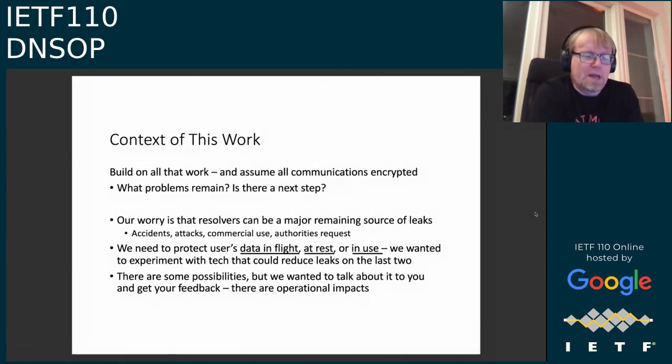And so the idea here for us has been that we should build on all of that work and assume that we actually have taken all of these steps that we've been planning and building technology for. So for instance, that all the communications are encrypted. And the question then is, what's the remaining problem or problems, and is there a next step? And our main worry is that the resolvers can be a major remaining source of leaks through accidents, attacks, commercial use, requests by authorities. And I know none of us makes mistakes, but they can still happen.